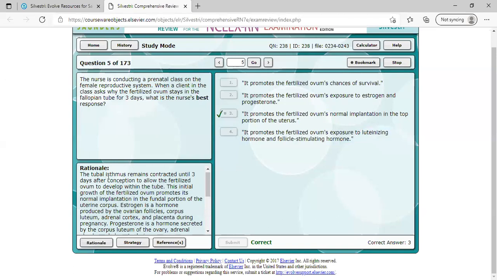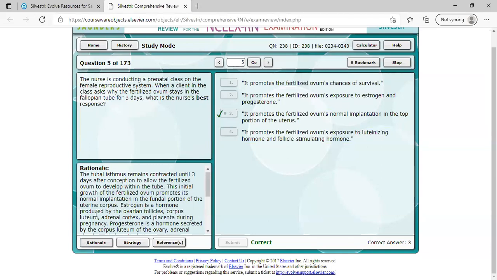The tubal ischemic remains contracted until 3 days after conception to allow the fertilized ova to develop within the tube. And this initial growth of the fertilized ova promotes its normal implantation in the fundal portion of the uterus corpus.